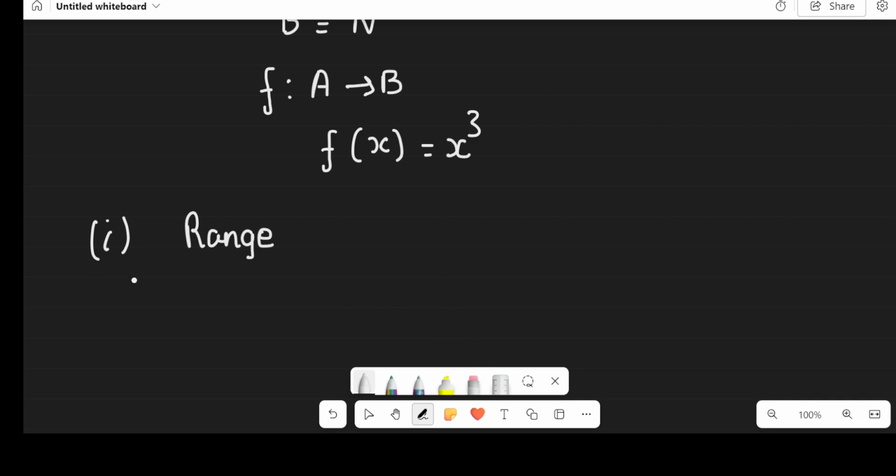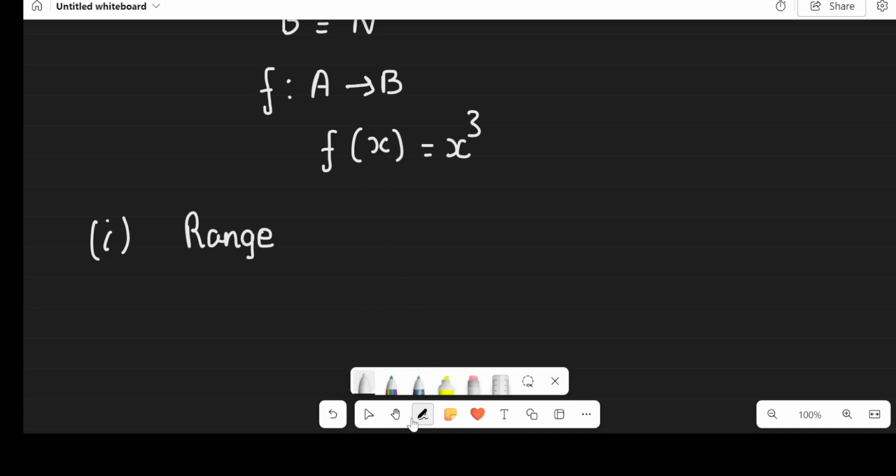We can easily find out the range. Range means the second set of elements, but that should have the relation, right? That is called range. We already discussed this range concept in previous videos. Do check out the description box, the link is there.